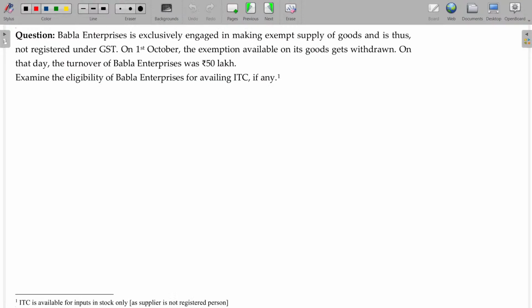Bala Enterprises is exclusively engaged in making exempt supply of goods and is thus not registered under GST. On 1st October, the exemption available on its goods gets withdrawn, means exempted supply becomes taxable supply. On the day, the turnover of Bala Enterprises is 50 lakhs. Examine eligibility of Bala Enterprises for availing ITC. Available only for stocks. Only stock, not for the capital goods.